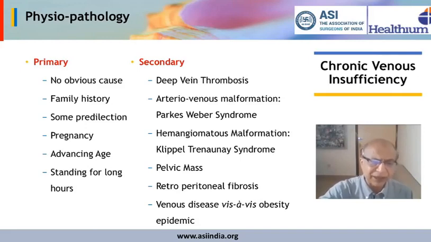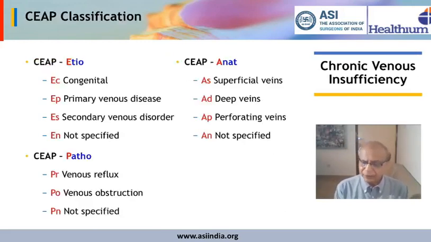Retroperitoneal fibrosis and some venous disease are also seen, similar to disease in people who are obese. The obesity epidemic is known to be the cause of the increase of this condition. Now, everything we as clinicians tend to classify and grade, and so we have done for varicose veins or venous insufficiency.